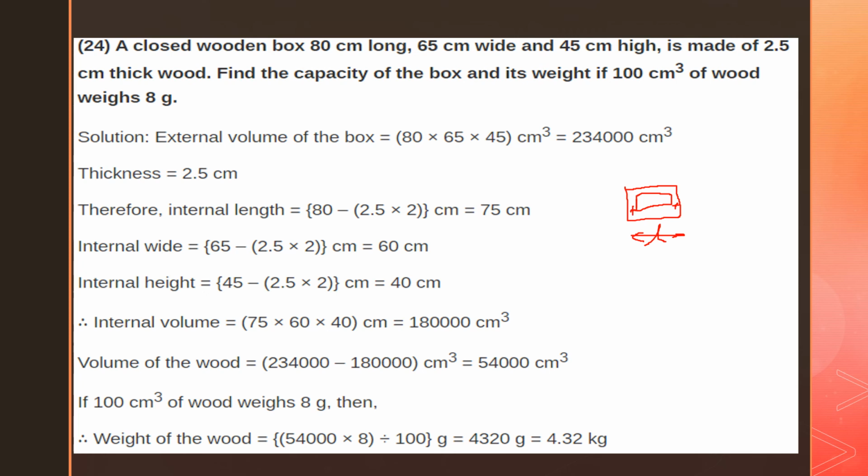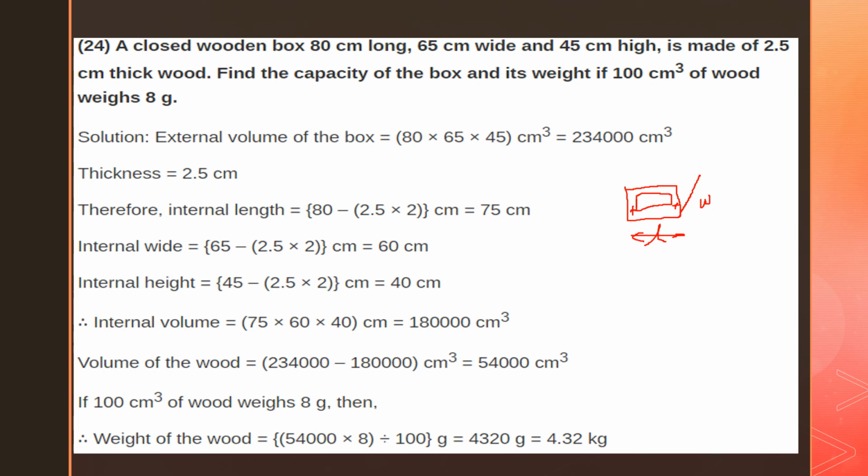So the internal length is 80 minus 2 times 2.5 centimeter, one time over here and one more time over here. We get the internal length as 75 centimeter. And similarly, the internal width: if it is for the internal width, then 2 times the thickness has to be subtracted. So 65 minus 2 times 2.5, we get 60 centimeter.